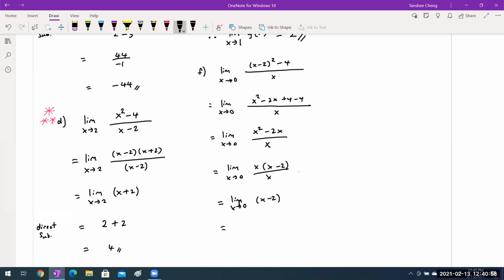So therefore, I can use direct substitution at this point. And the limit notation will drop out, which is 0 minus 2. That is equal to negative 2. And this will be my final answer for this example. Then let's take a look at example G.